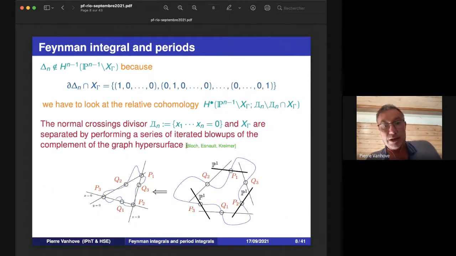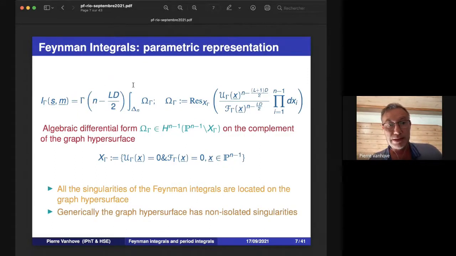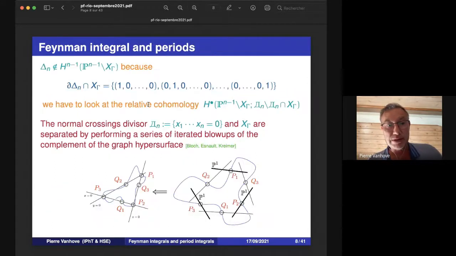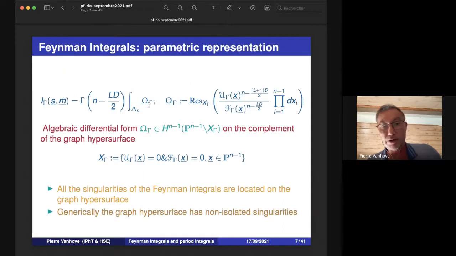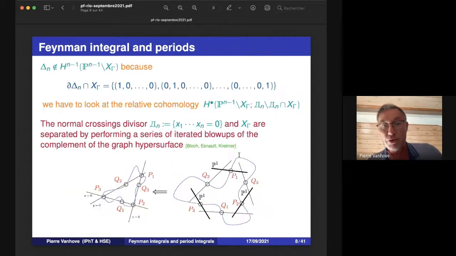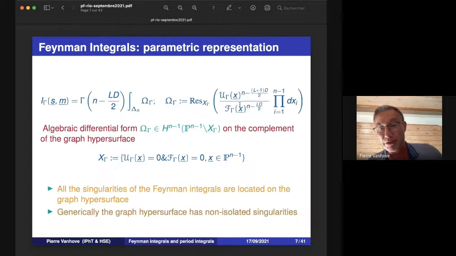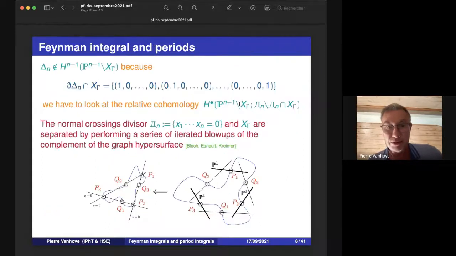But many years ago, Spencer Bloch, Hélène Esnault, and Dirk Kreimer said that actually what you do have is that the Feynman integral is a period integral of a relative cohomology. So you are integrating over P^(n-1), and you have to remove the singular locus, okay, so that's normal.